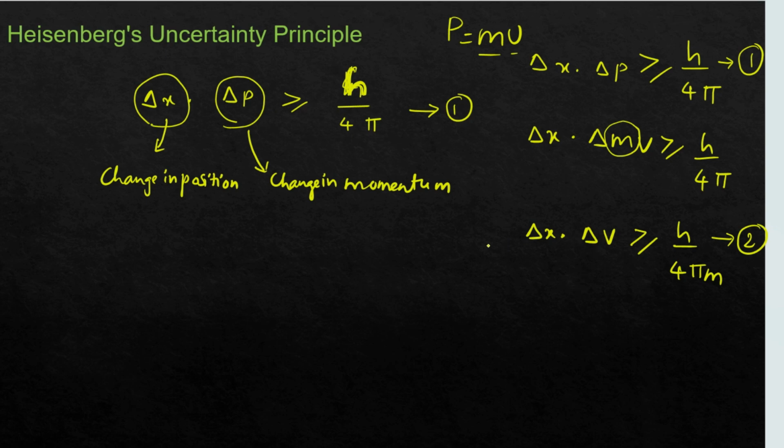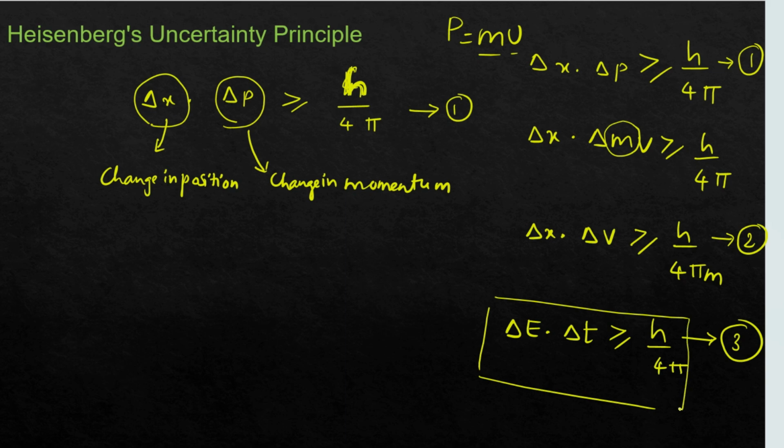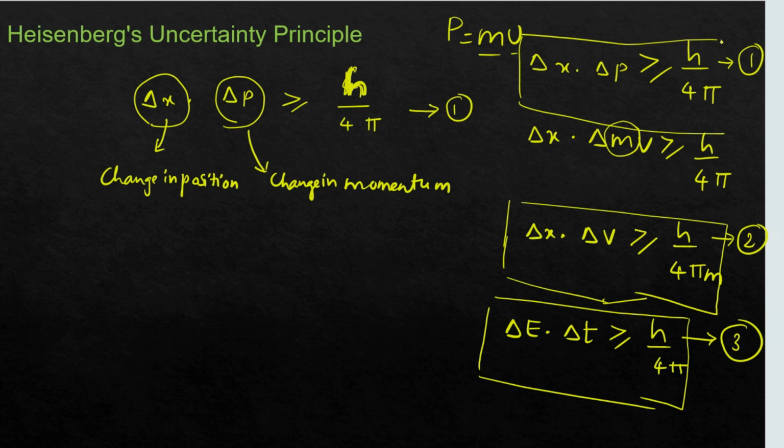Next, along with this, you directly remember that uncertainty in energy and uncertainty in time is also greater than or equal to h by 4 pi. This is the third form: delta E into delta t is greater than or equal to h by 4 pi. Delta x into delta v is greater than or equal to h by 4 pi m, and delta x into delta p is greater than or equal to h by 4 pi. These are the three formulae suggested by Heisenberg.